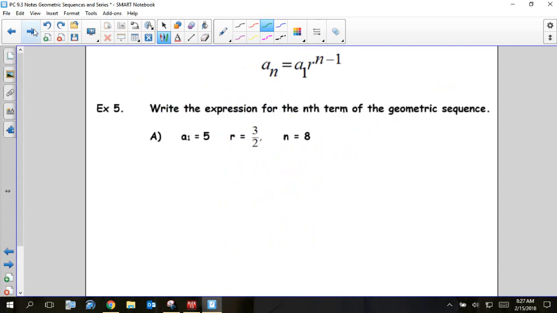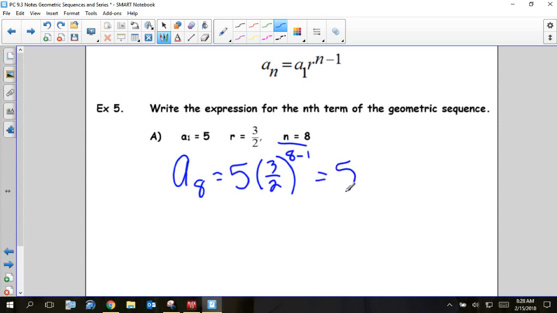All right, the next one should have been pretty easy. This says to find the nth term, but then they told you what n is. So you're finding the nth term, but you're actually finding the 8th term. So I'm going to plug n equals 8 into this formula. So we're going to have a sub 8 equals a sub 1, which is 5. And I'm going to put 3 halves in parentheses because it is a fraction, and we're going to take that to the 8 minus 1. So I've got 5 multiplied by 3 halves to the 7th.